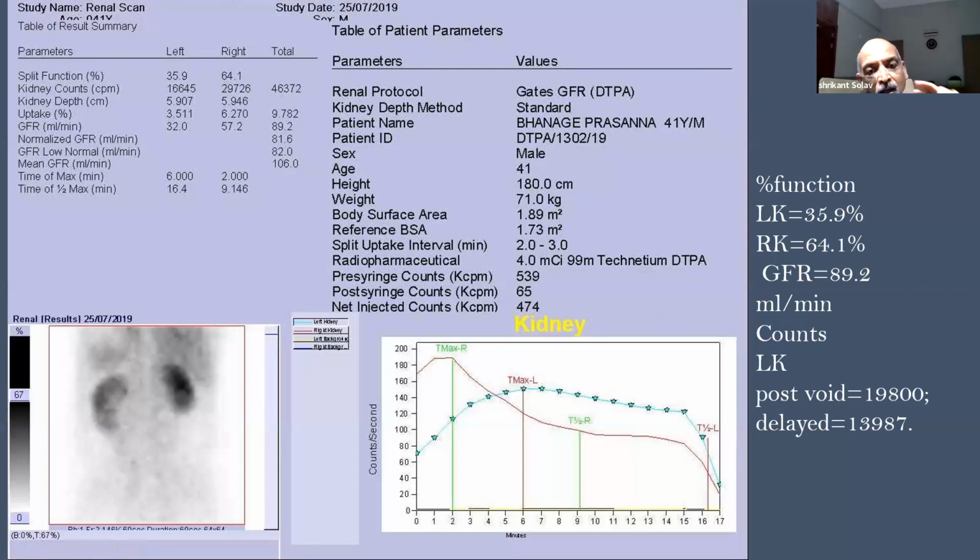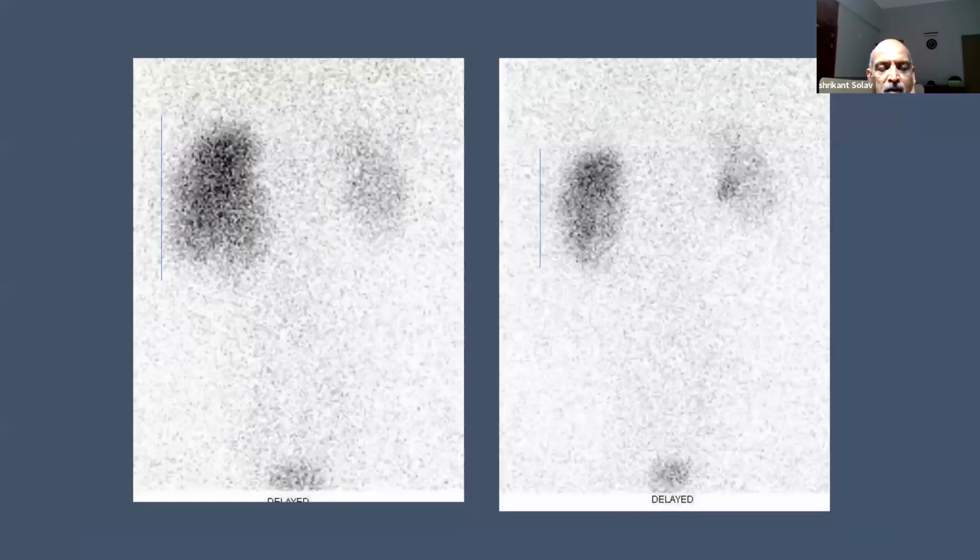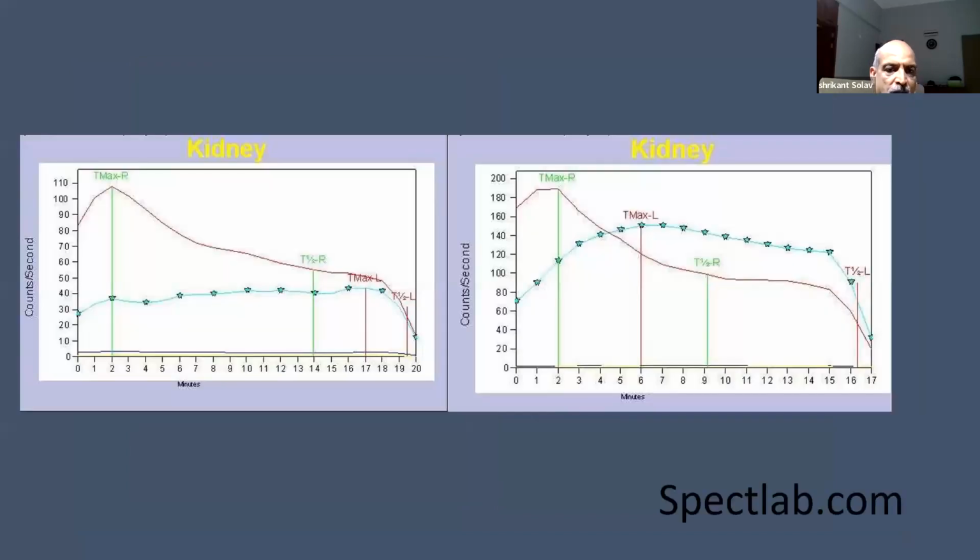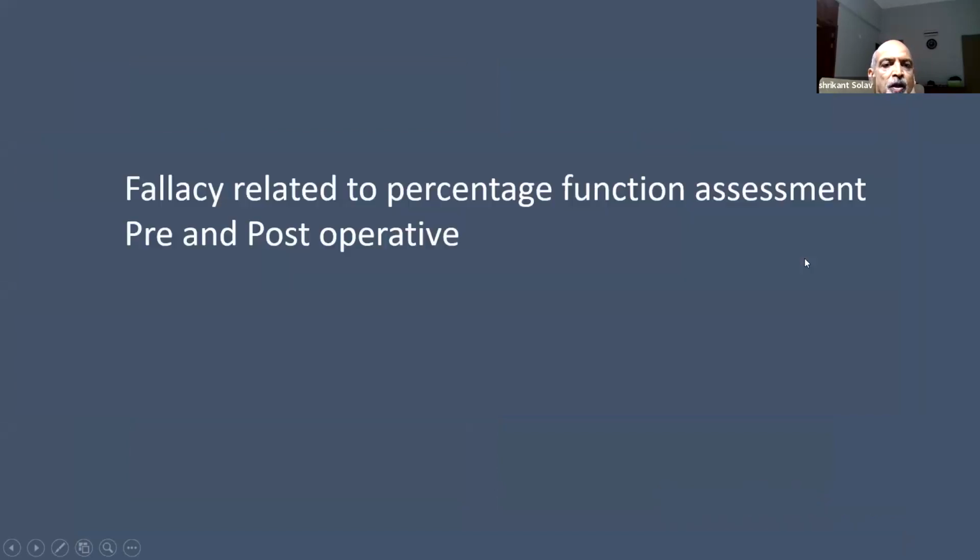relief of obstruction. If you had given me this scan without giving history of pyeloplasty, I would have called it obstructed. So that's very important. That's the important message and limitation of a renal scan while dealing in a post-pyeloplasty situation. The same patient, pre-pyeloplasty, post-pyeloplasty, you can see here, this is a rising curve on the left side, whereas on this side, it rises and sluggishly clears. So fallacy related to percentage functional assessment pre and post-operatively. This is so very important.